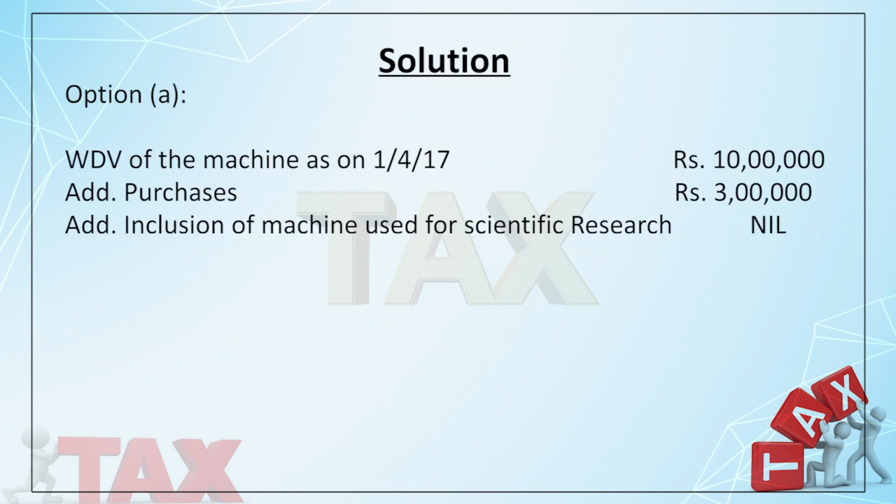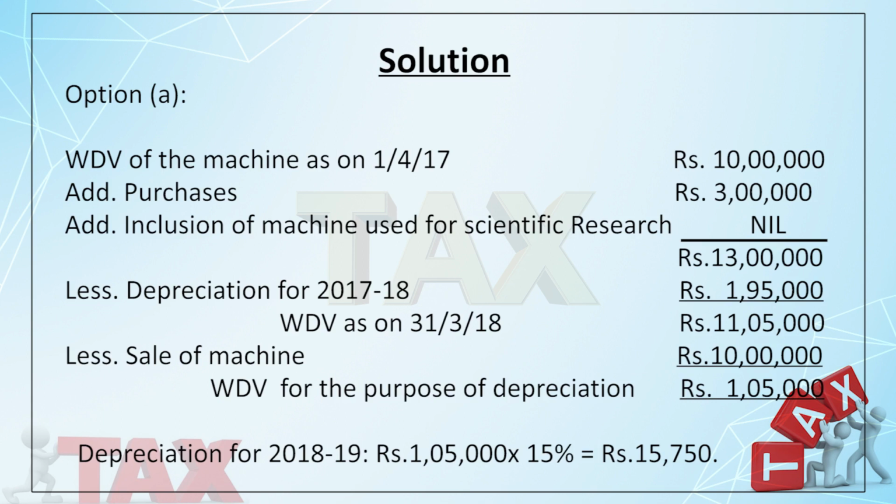Now option A. Option A is, first you convert into business asset. And I told you, if you convert into the business asset, you have to include this into your block at a nil value. So the WDV of the machine was 10 lakhs. During 17-18, you have purchases of 3 lakhs and you are including the machine as a business asset at a nil value. So it is 13 lakhs and the depreciation at the rate of 15% is 1,95,000, and the WDV as on 31st March 18 or 1/4/18 is 11,05,000.